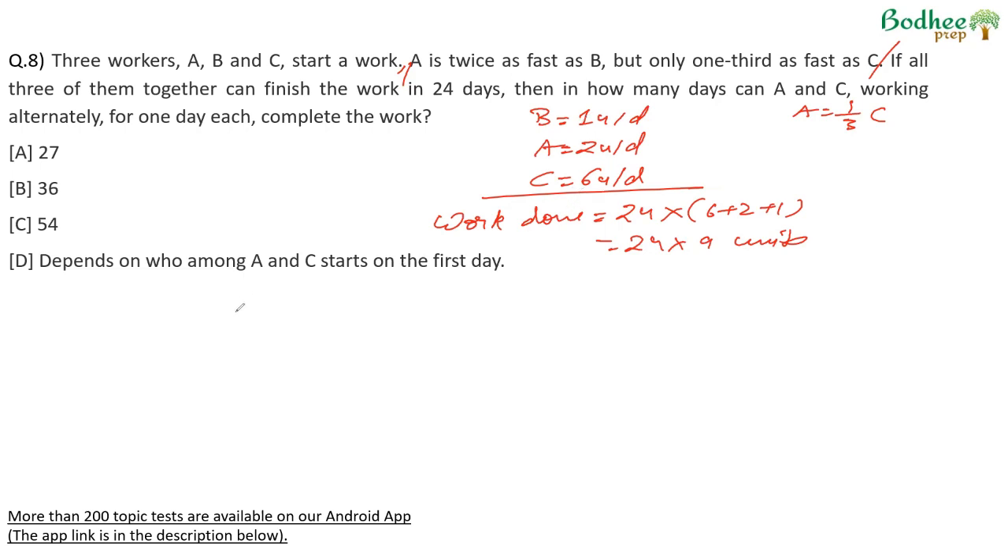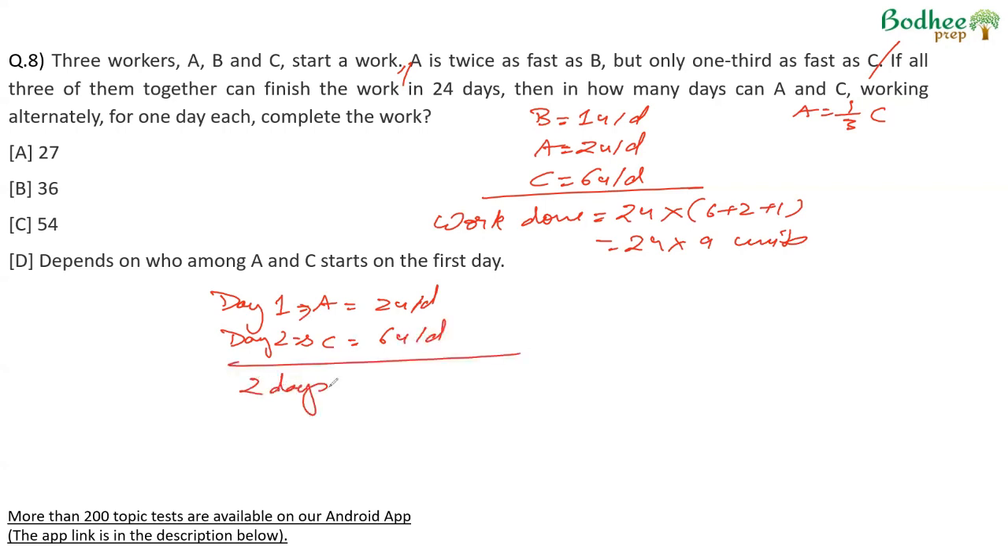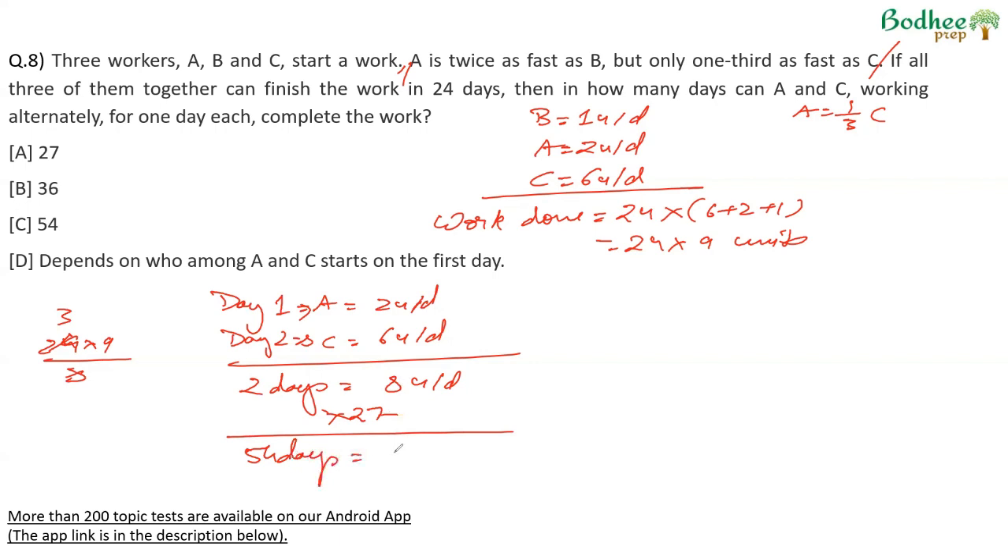Now, here, if day 1 A comes to work, we'll do 2 units per day. On day 2, C comes to work, we'll do 6 units per day. And therefore, in 2 days, total work will be 8 units. Work to be done is 24 into 9. So 24 into 9, if we divide by 8, this is 27. So if we multiply this by 2, in 54 days, we will have 27 into 8.